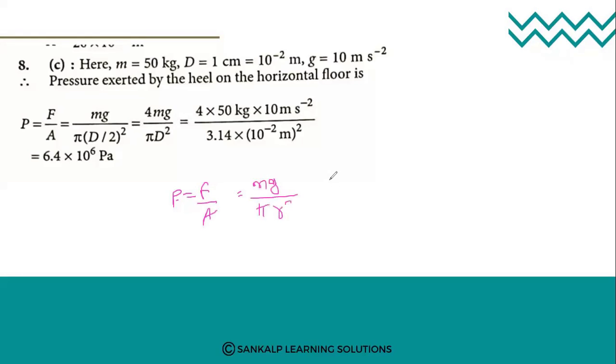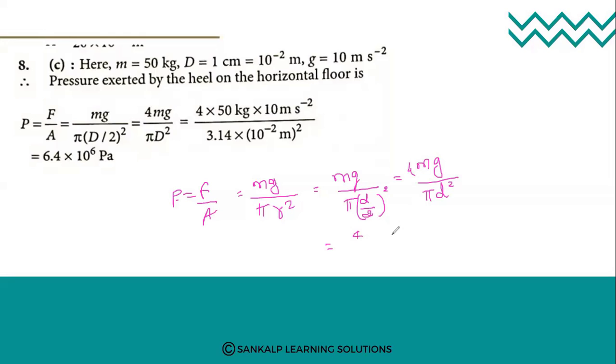Area is written as pi r square, which is equal to mg upon... so this pi you keep as it is. So radius will be half of the diameter value. So the square of d by 2, which is equal to mg divided by pi into d square. So 2 square will be 4. It goes to the numerator. You can write it as 4 mg upon pi d square.